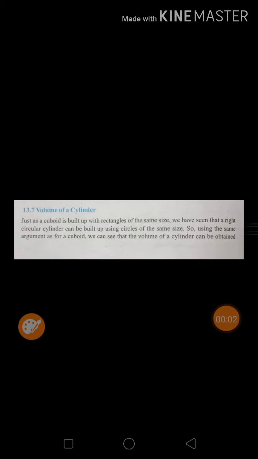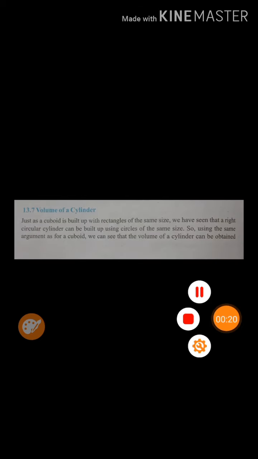Good morning, students. Today's topic is volume of a cylinder. Just as a cuboid is built up with rectangles of the same size, in the same way, a cylinder is built up with circles of the same size. By doing this, we can see how the volume of a cylinder can be obtained.